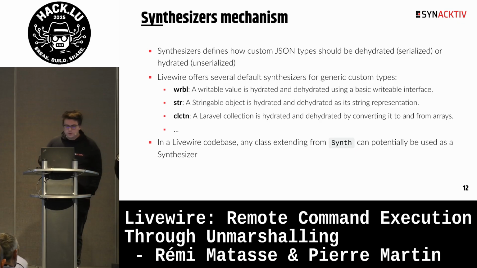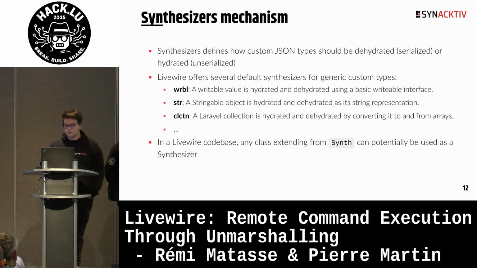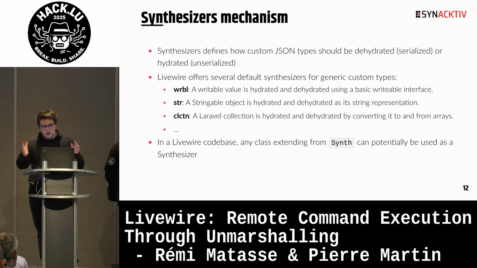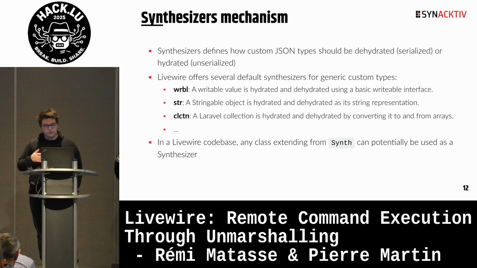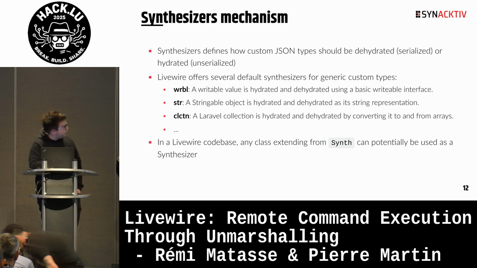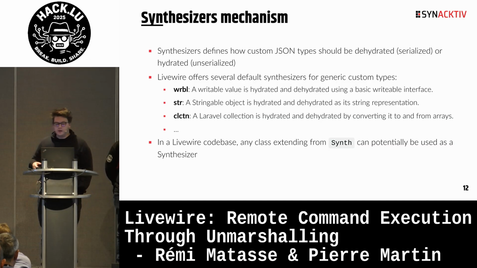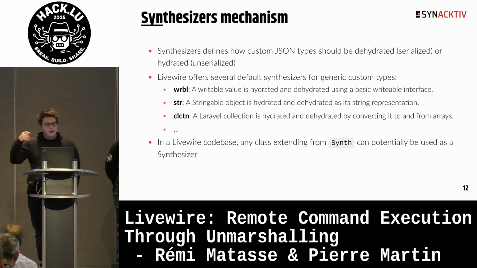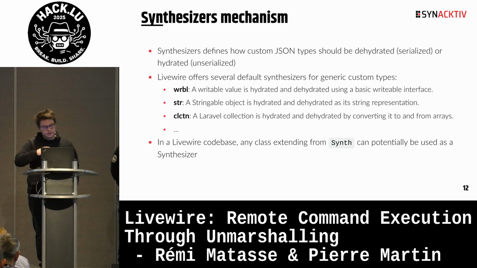How does Livewire work? They are using what they call synthesizers. A synthesizer has just custom JSON types that allow it to be dehydrated, so serialized, or hydrated, so unserialized. Livewire offers several default synthesizers for generic custom types. We put 3 in this presentation, but there are like 10 more. So WRBL, which is a writable value, STR, of course, a stringable object, and one that Rémi will talk about later, which is CLCTN, a low-level collection that can convert objects from arrays, etc.